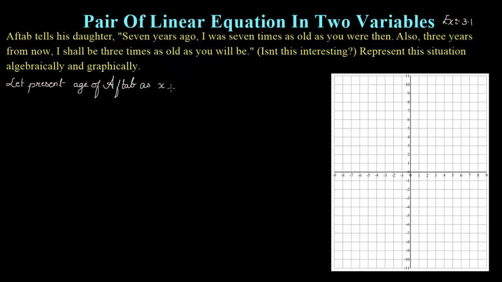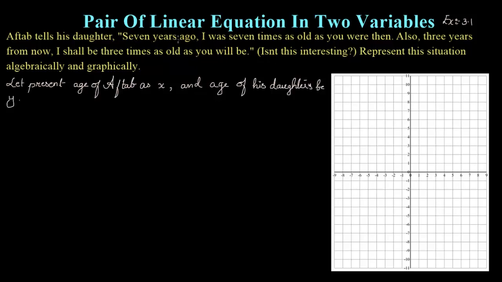Now I am taking the age of his daughter. We don't know the daughter's age also, right? So let me take the daughter's age, let it be y. So the age of Aftab we have considered as X, and the present age of daughter I have considered as y. So present ages we have considered. So now let us come back to the statement.